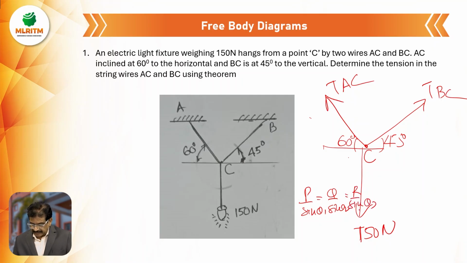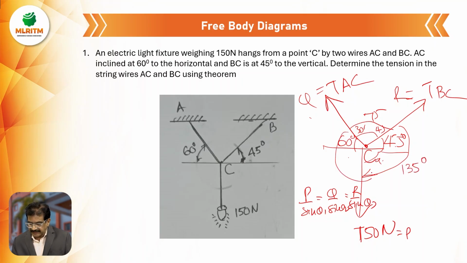Now this is equal to P, this is equal to Q, this is equal to R. Now what is this opposite angle? It is 45 and this is 30, so it is 75 degrees. Now what is this angle? This angle is 45, again this is 90, 90 plus 45, 135. Now what is this angle? 60 plus 90, so this is 150. Now go to the second slide.